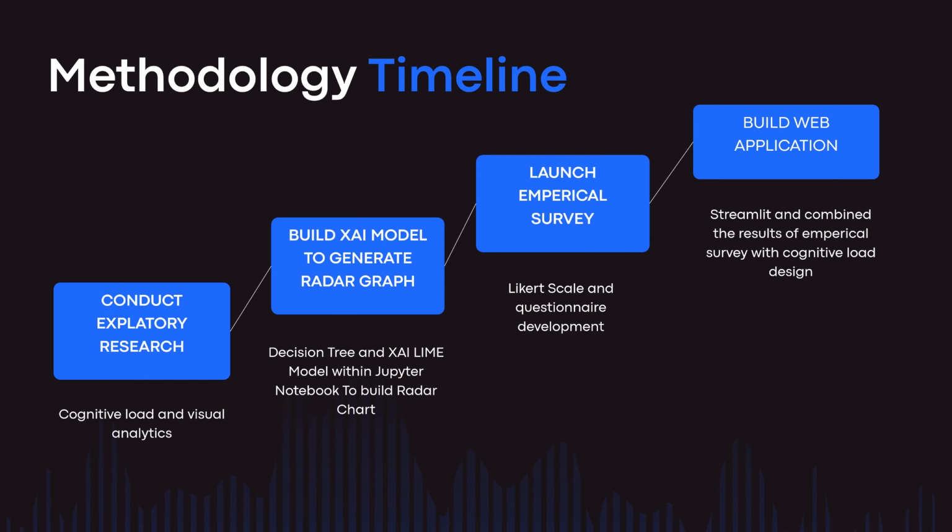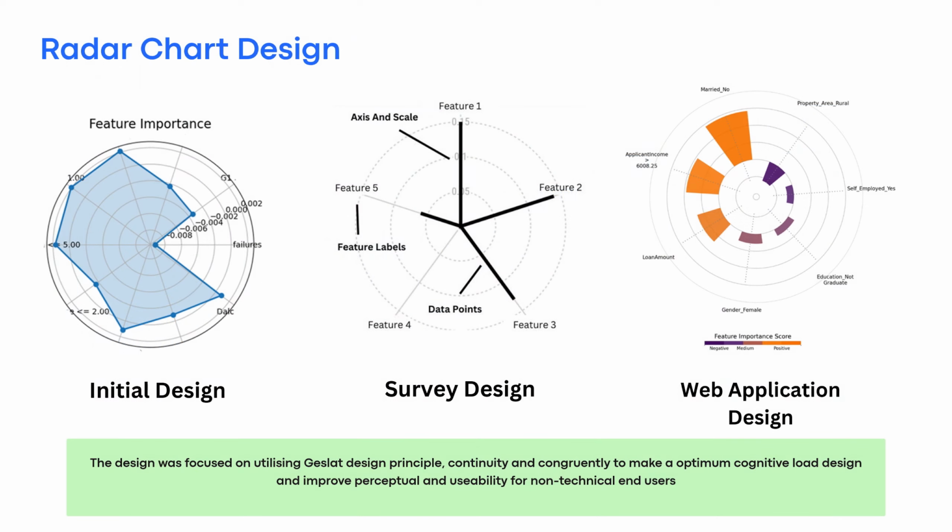So the Streamlit application was just a working prototype to demonstrate how the result will work in a real world environment. There were three main stages and types of radar charts that I designed for my honors project. For the initial design, I just used a traditional radar chart that I built using Matplotlib.